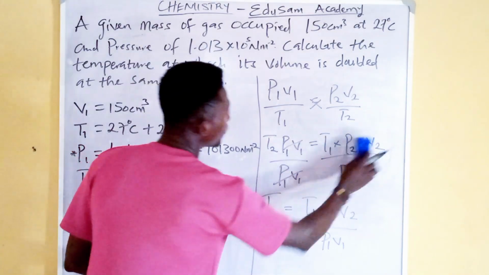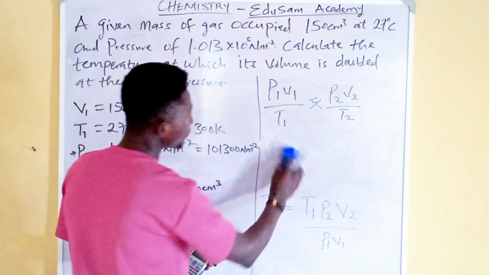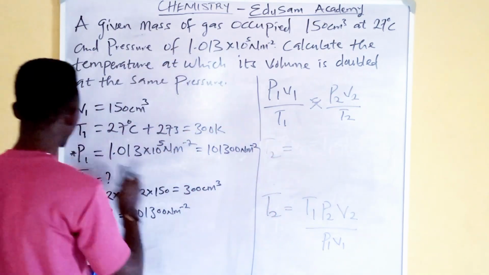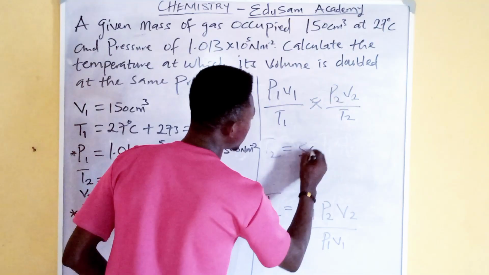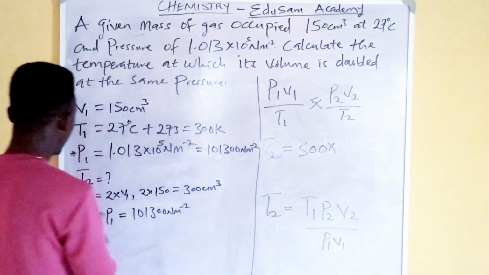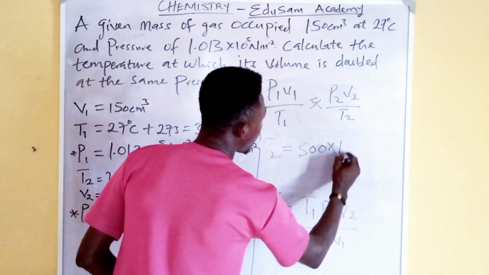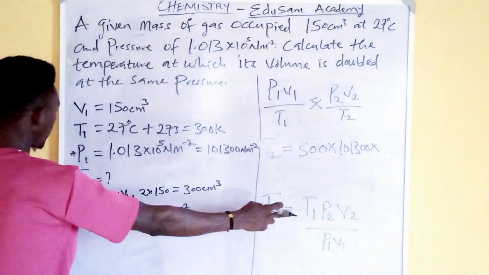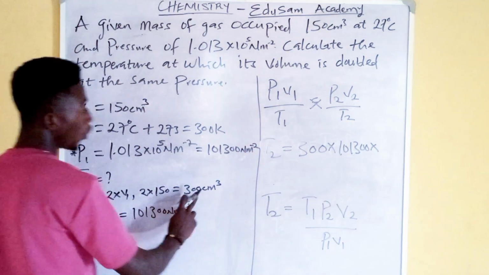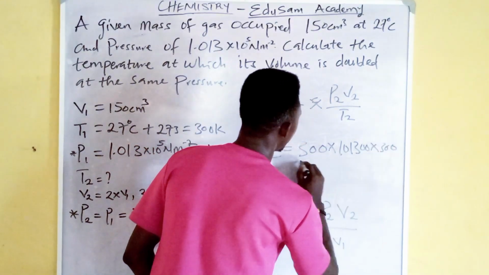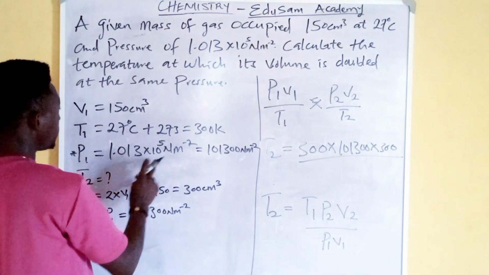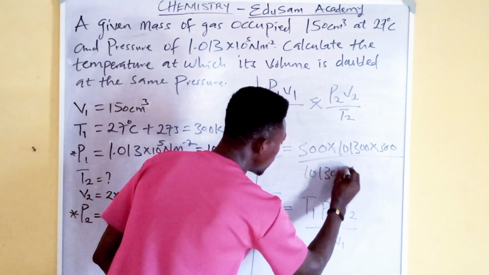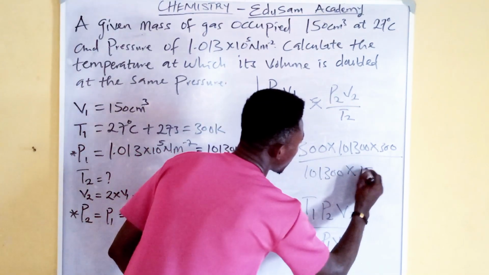So if I input my values here, what is my T2? My T2 equals T1. What is T1? T1 is 300, multiplied by, what is my P2? My P2 is 101,300, times what is my V2? My V2 is 300, all divided by P1. P1 is 101,300, times V1, which is 150.